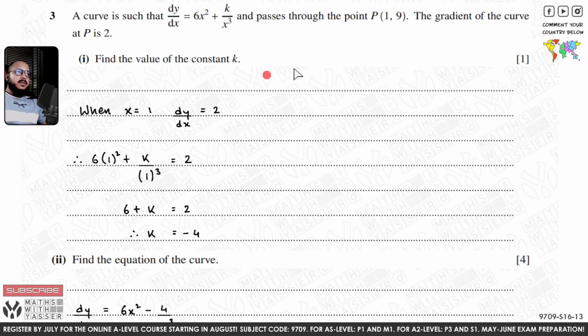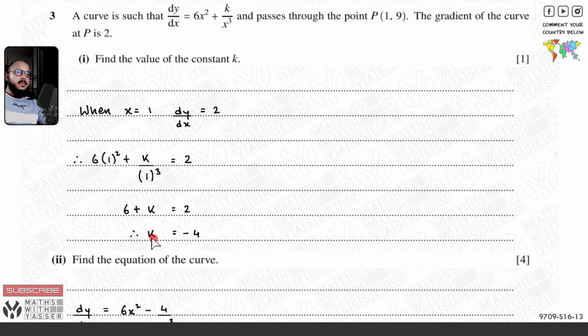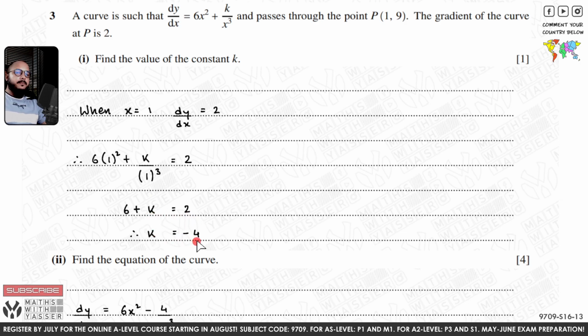So since the gradient of the curve at P is 2, that means when x is 1, the gradient is 2. And the equation that we are provided with is the equation of the gradient. So we can substitute x equals 1 and dy/dx equals 2 into this equation. So dy/dx becomes 2 and x becomes 1. That gives us, simplifying, 6 plus k equals 2. That means k must be negative 4.